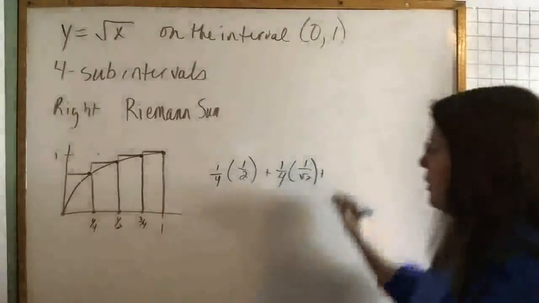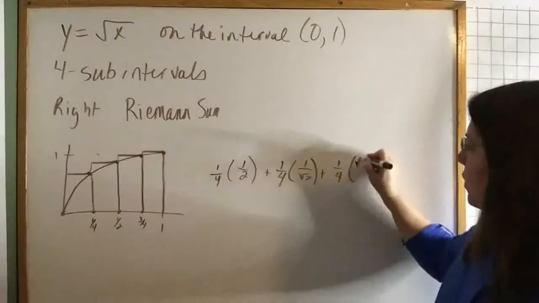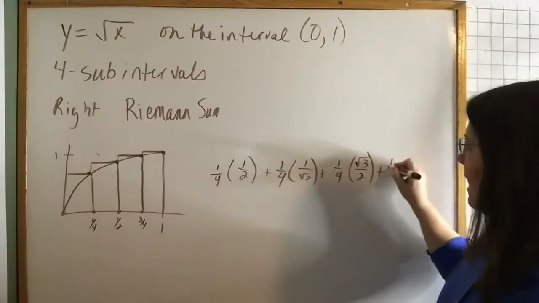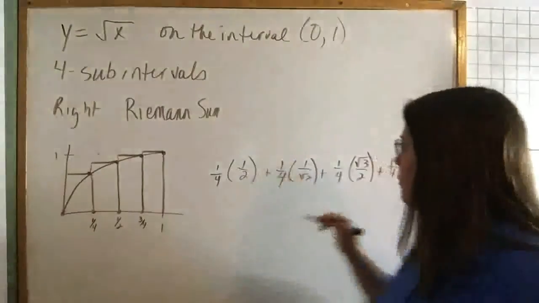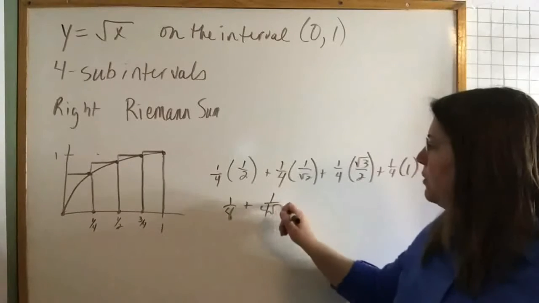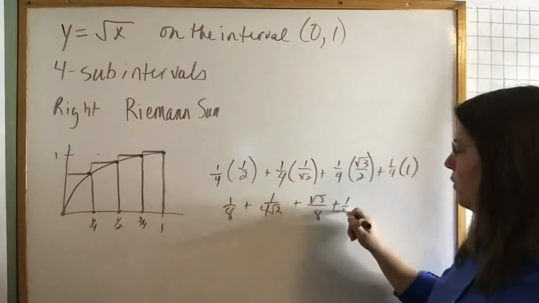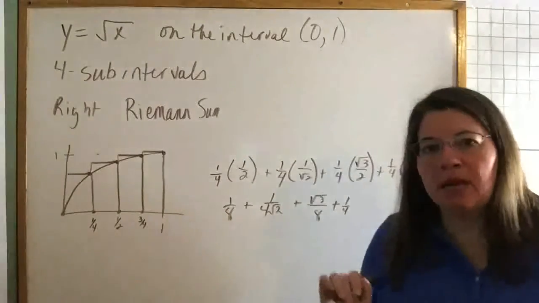The width for the third is 1/4. The height is what I get when I plug in 3/4, so that's square root of 3 over 2. And then the last rectangle would be 1/4 times 1. And so I have 1/8 plus 1 over 4 square root of 2 plus square root of 3 over 8 plus 1/4. And I could put that in my calculator and solve it.